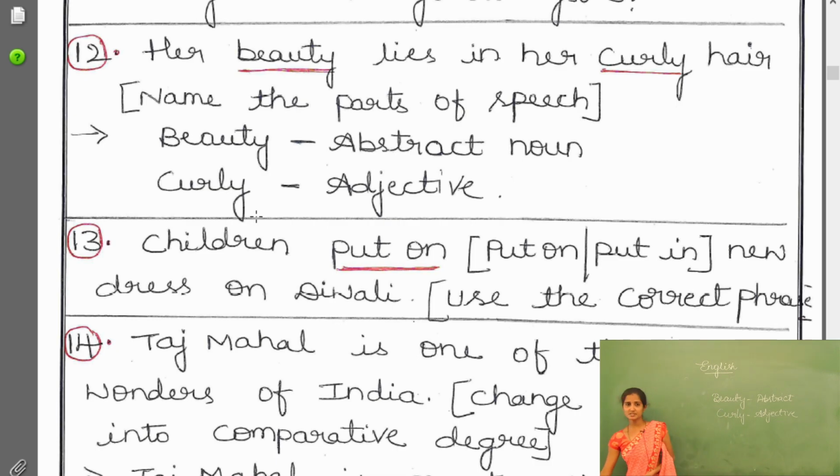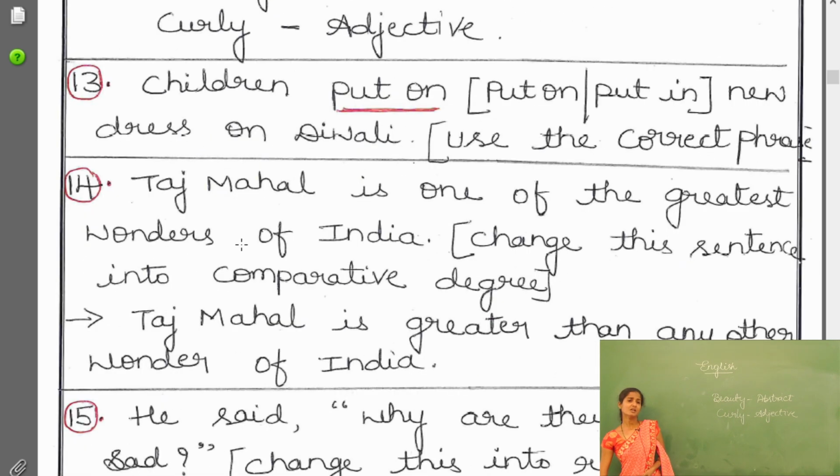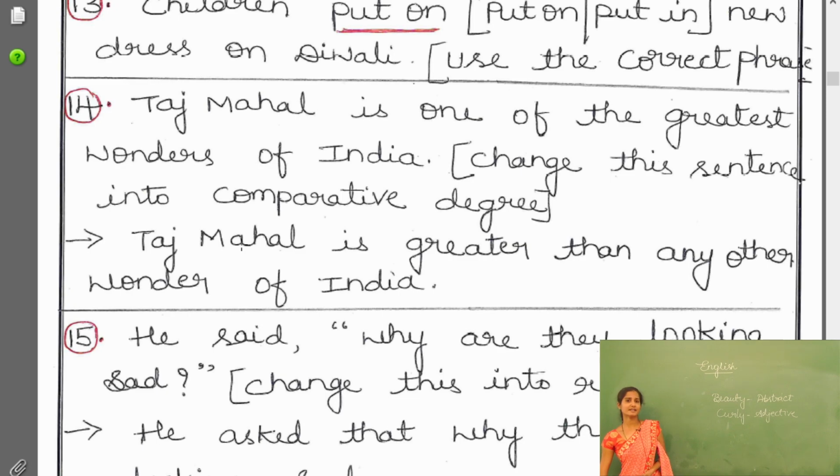Okay. So the next one is the 13th question. Children dash new dress on Diwali, and the answer is put on. Put on is the correct phrasal verb, and you all know about phrasal verbs. A phrasal verb is a combination of what? A word with a preposition. That is what a phrasal verb is.